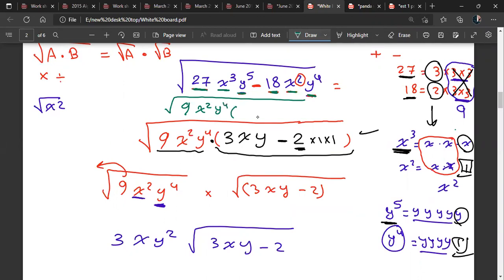Then open a bracket. For 27, you want to complete 27. 3 by what? 3 by 9 equals 27. So you have here 3. X cubed, you take x squared, you have x. Y power 5, you take y power 4, you have y. Then minus. You take 9 from 18, you have 2. 2 by 9 equals 18. You take x squared, you take y power 4. This is the answer. Clear?